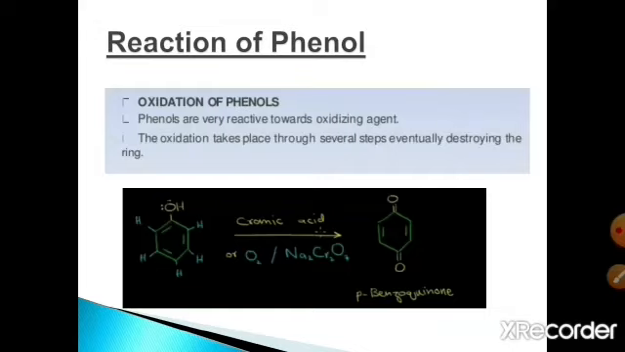Oxidation of phenol. Phenols are very reactive towards oxidizing agents. The oxidation takes place through several steps, and it also destroys the aromatic ring. So phenol can be oxidized by a very strong oxidizing agent. Phenol in the presence of chromic acid or oxygen or sodium dichromate is converted into para-benzoquinone. In para-benzoquinone, the aromaticity of the ring is destroyed.